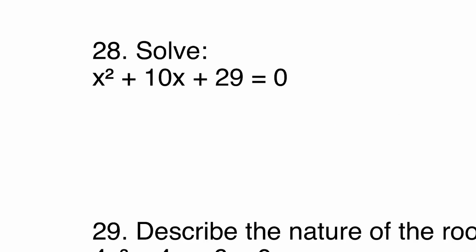Number 28, solve x squared plus 10x plus 29 equals 0. This is not going to factor because 29 is a prime number, so there are no factors of 29 that will add to 10, which means that we could either complete the square or do the quadratic formula. I'm going to go ahead and do the quadratic formula here.